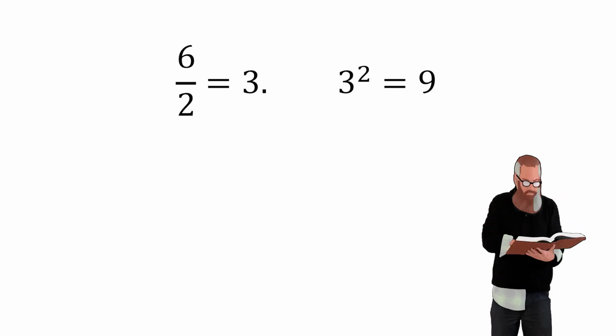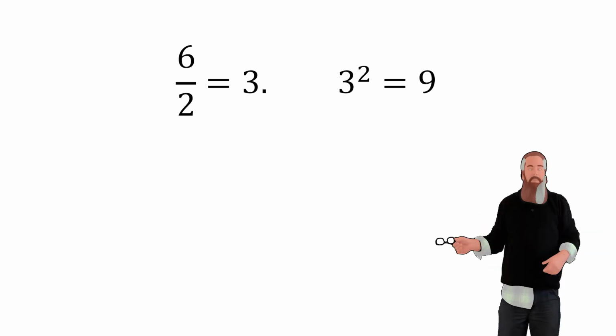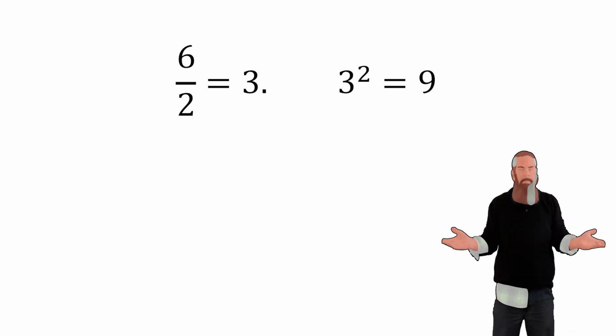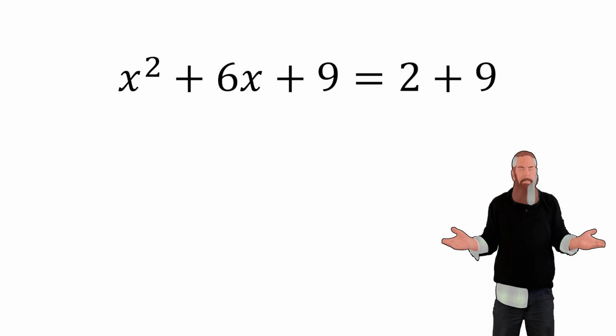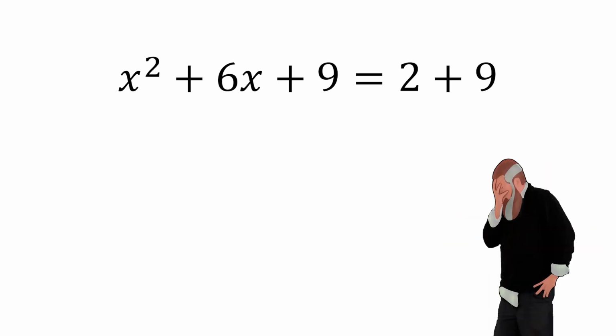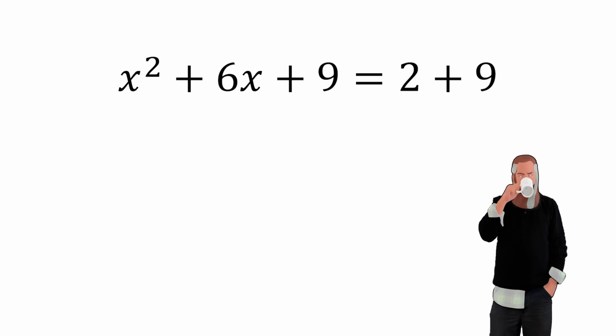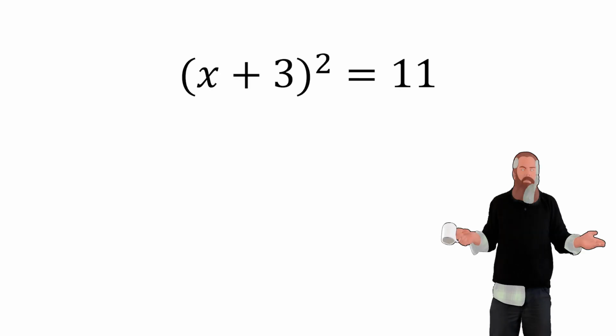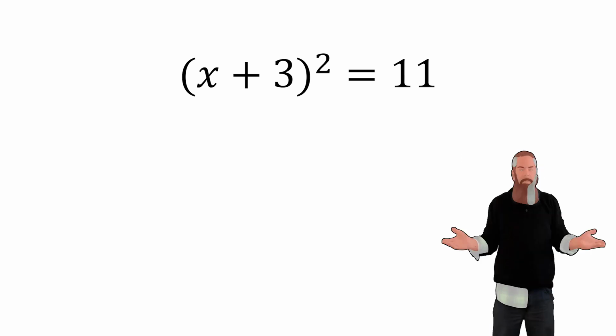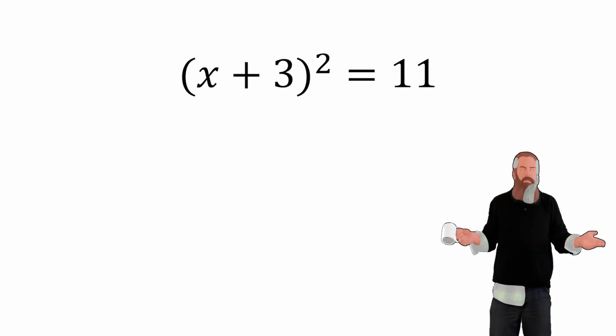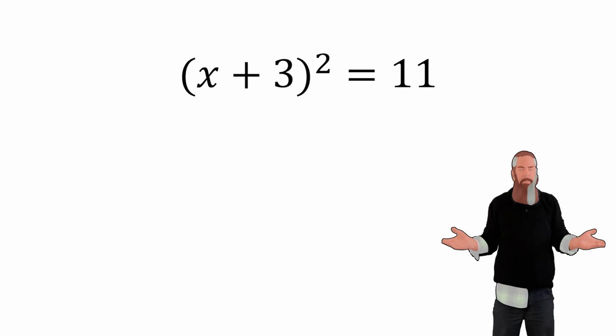and square it. So half of 6 is 3, and 3 squared is 9. This gives you the number to add to both sides, giving us x squared plus 6x plus 9 is equal to 2 plus 9, which is 11. The process now assures that the left side is a perfect square trinomial, as you can see here. We get (x plus 3) squared is equal to 11.